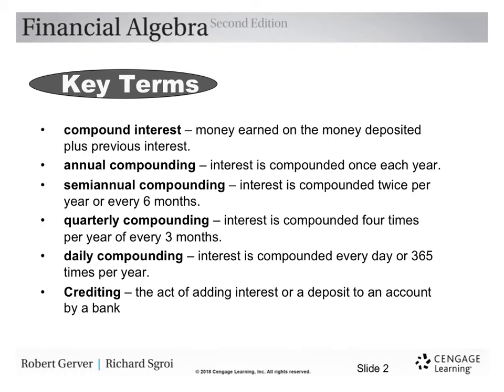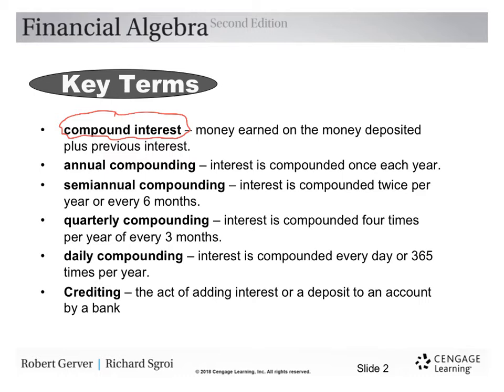All right, let's look at some definitions here. First of these is obviously compound interest, all right? And compound interest, this is money earned on the money deposited plus previous interest. So in other words, you're earning interest on interest as well as earning interest on the amount you deposited.